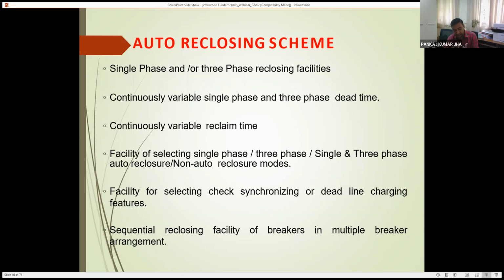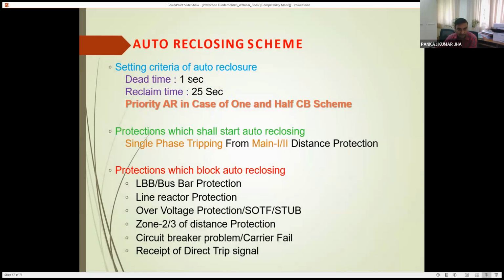Also, if there is a fault between these two times, or if there is a fault within a very short duration, suppose within 2 or 3 seconds, within 4 or 5 seconds, then it might happen that my circuit breaker mechanism is not ready to operate correctly, and it might fail during an actual fault on the transmission line. So that's why sufficient time delay, generally at present 25 seconds, is provided, and it is assumed that within that 25 seconds the breaker mechanism will be ready for the next operation. So the dead time is generally 1 second, reclaim time 25 seconds.